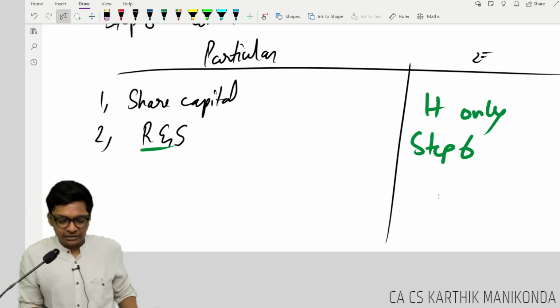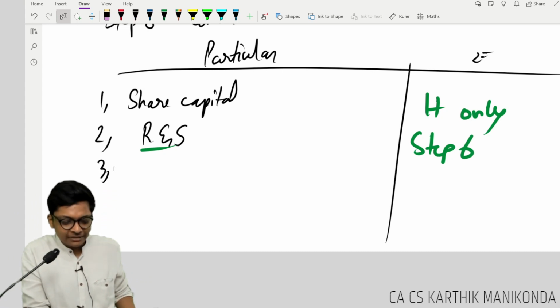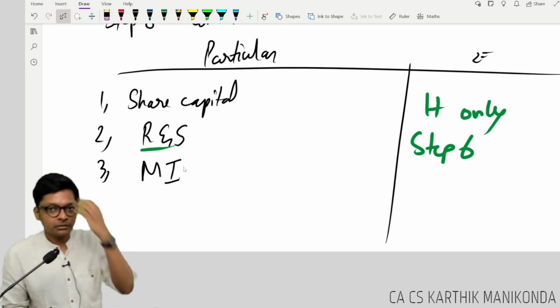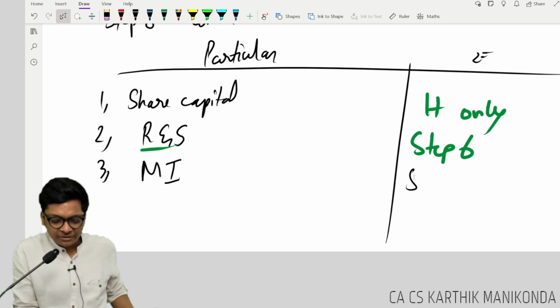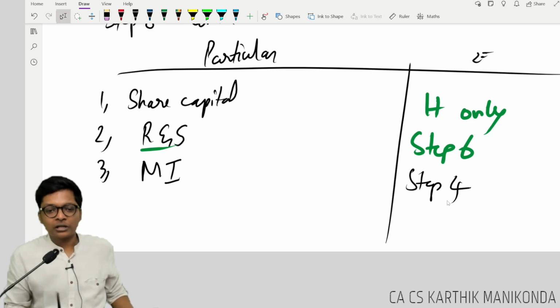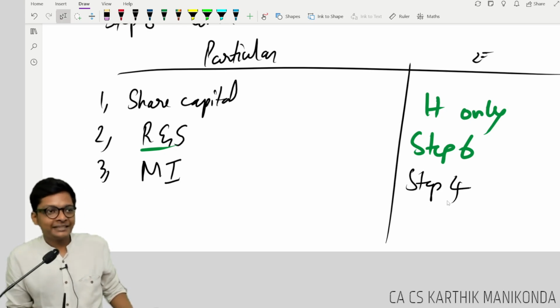Are you following, guys? Next, item 3, minority interest. Which step? Copy paste from step 4. Correct? Are you understanding, guys?